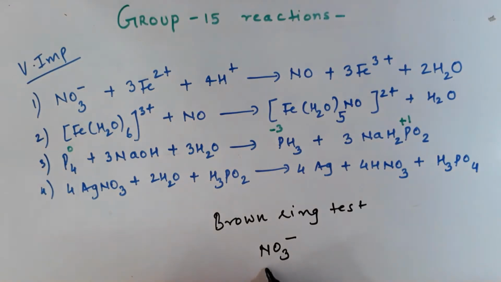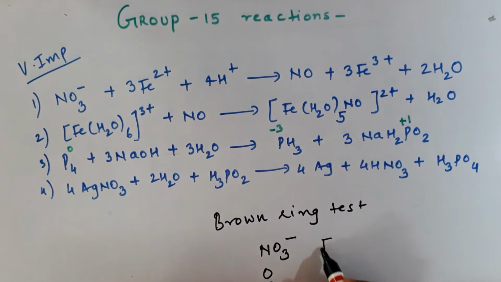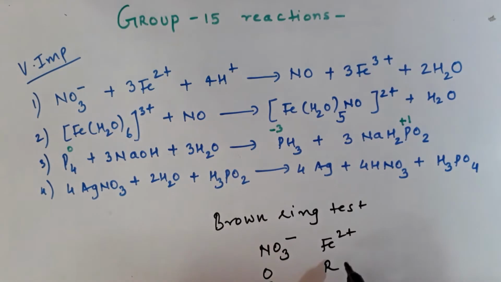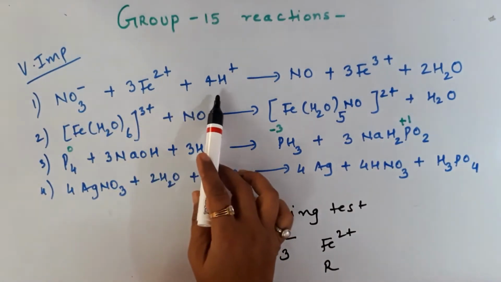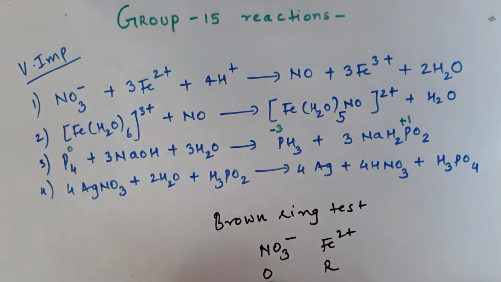Nitrate ions will be acting as oxidizing agent, and we are using freshly prepared ferrous sulfate as reducing agent here. We have done this in chemistry practicals, therefore it is not very challenging for remembering. Okay, so nitrate is an oxidizing agent. To the salt solution we are adding freshly prepared ferrous sulfate and few drops of concentrated H2SO4 from the side of the test tube.